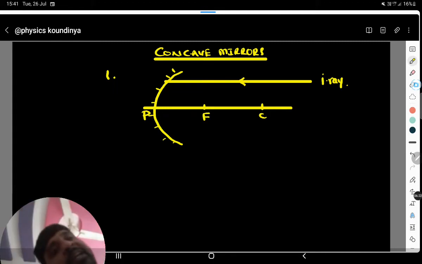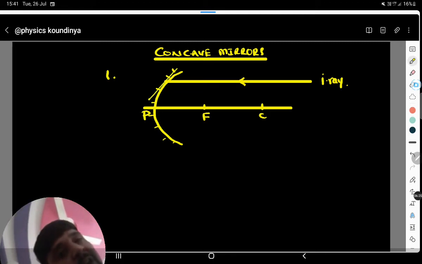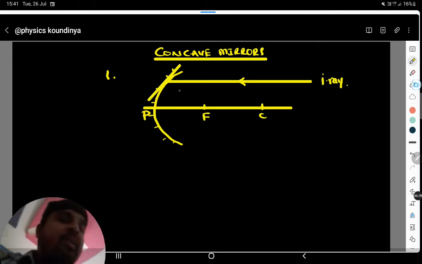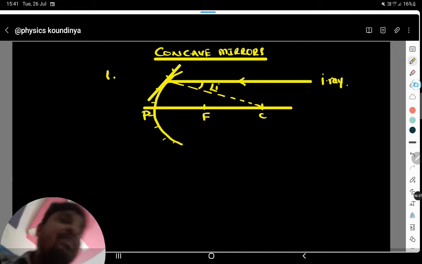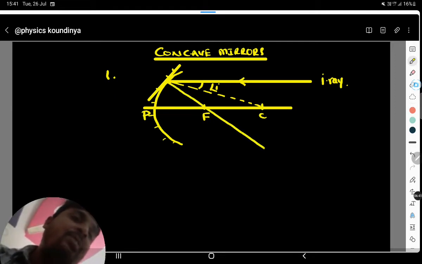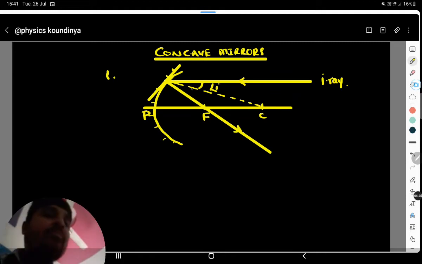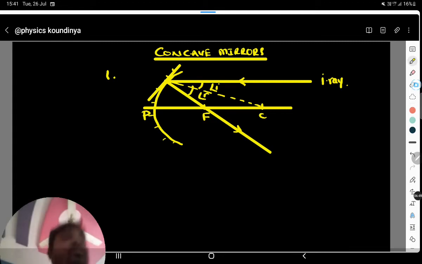Now we have already discussed that this is what we called the tangent, and here this is what we called the normal. This angle is called the angle of incidence, and the reflected ray should pass through F. That is our first rule of drawing the ray diagram. Then this is going to become angle R. So what does our first rule say?